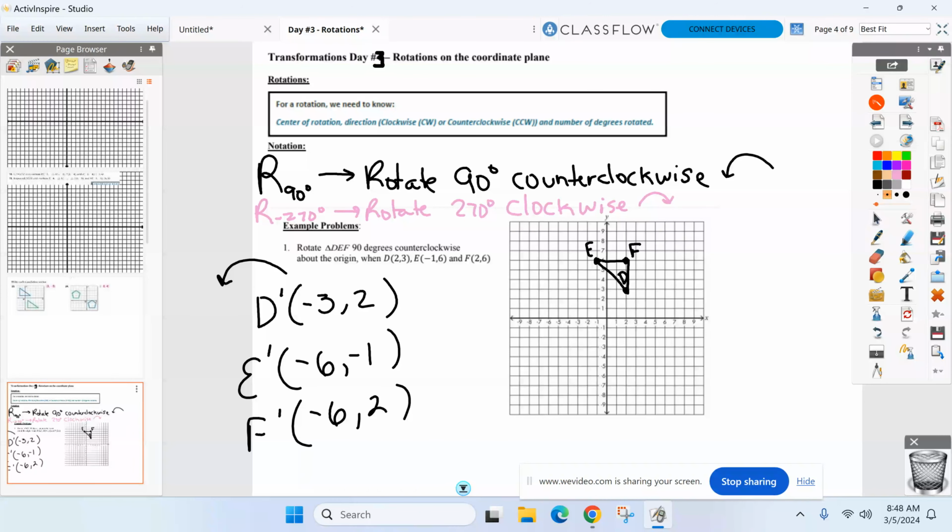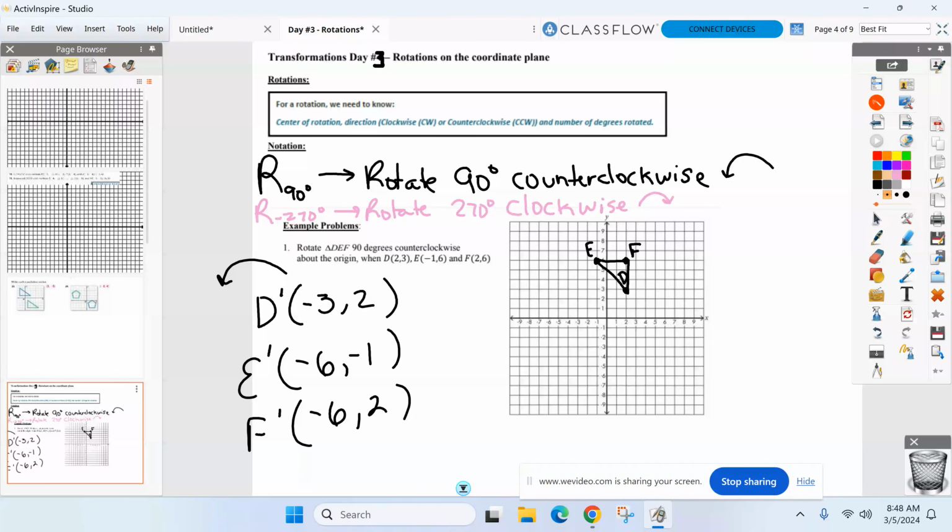Good. And just to show you where the 90 comes in, how do you know you actually did 90 degrees and not like 80, 70 degrees? In this class, we're always going to rotate around the origin, (0, 0). If I connect one of my pre-image points, let's say I connect D to the origin and D prime to the origin as well, guess what type of angle I just made there? That's the right angle, 90 degrees. I just rotated it through 90 degrees. So that's where that 90 comes in.